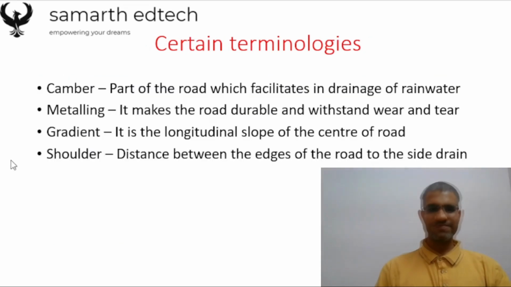Okay, so let's understand certain terminologies. First is the camber. This is very important because again this particular terminology was asked in the 2022 examination. So what is the camber? It is the part of the road which facilitates the drainage of rainwater. Then what is metalling? It makes the road durable and withstand wear and tear. Now what is gradient? A gradient is the longitudinal slope of the road. And what is shoulder? Shoulder is the distance between the edges of the road to the drainage.